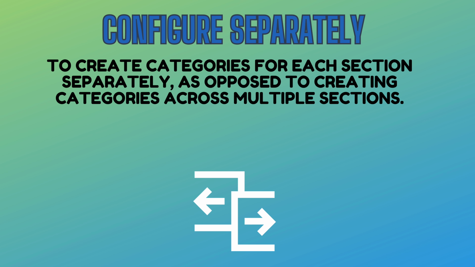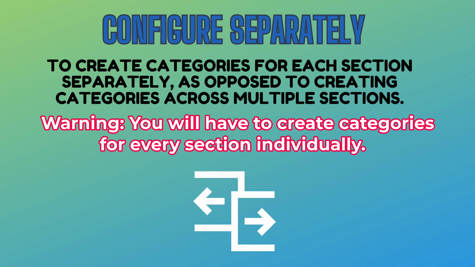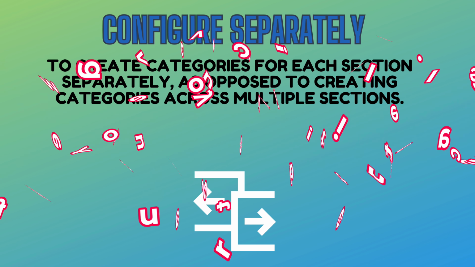The first one is configuring gradebooks separately for each section. This allows you to create categories for your sections separately, instead of having them linked across multiple sections. But be warned, this option requires you to individually work on every single class section that you teach, so you'll have to recreate those categories every single time.